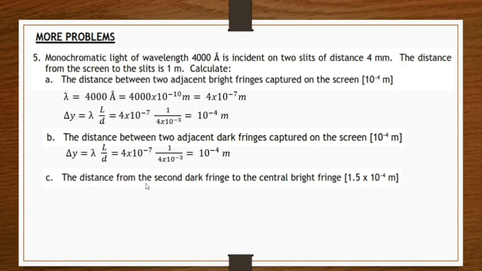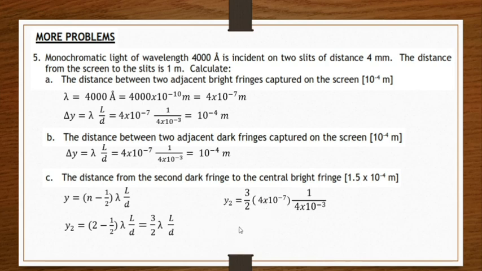And C, the distance from the second dark fringe to the central bright fringe. This is what I call y2, from the second dark fringe to the central bright fringe. I want to find y, and the equation is given by n minus a half times lambda L over d, because this is a dark fringe. I want to find y2, so just substitute n using 2. Then you'll find 3 over 2 lambda L over d. Put in that lambda L over d. So you'll find that y2 equals 1.5 times 10 to the minus 4 meters.